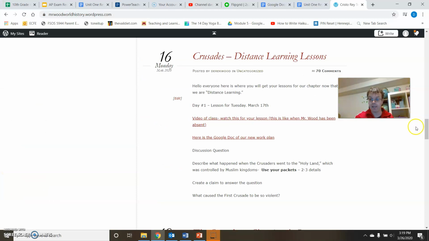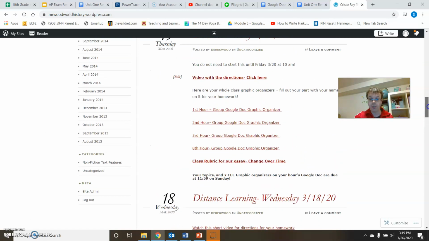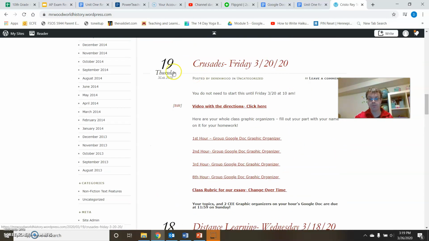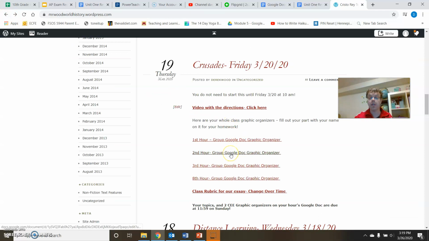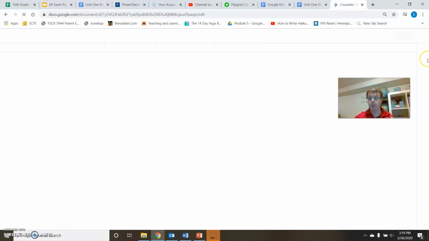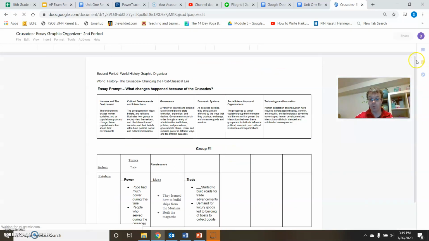Next is to fill out the group graphic organizer. And where would I find that? Oh, I'll let you know. If you go back to the 19th, actually Friday's the 20th, my mistake. And you can actually look at anyone's on here, but make sure you go to your hour and you fill out your part with your name, claim, evidence, explanation, and also you have in there your thesis statement and your context as well.